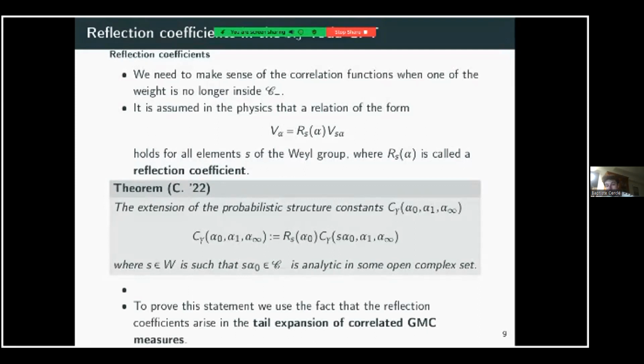And how do you prove such a statement? You rely on the fact that these reflection coefficients, which really come from the study of conformal field theory, actually arise in the tail expansion of correlated GMC measures, which is quite remarkable, I think.